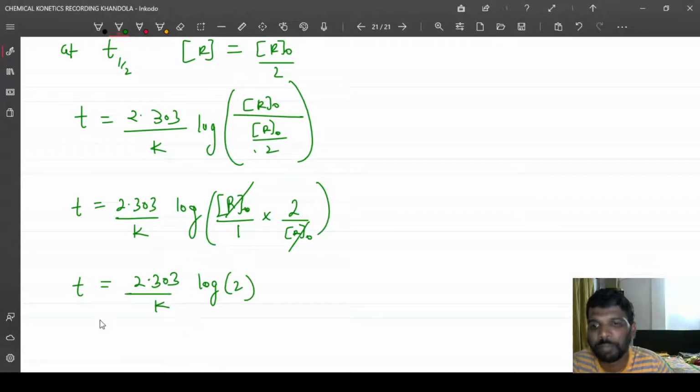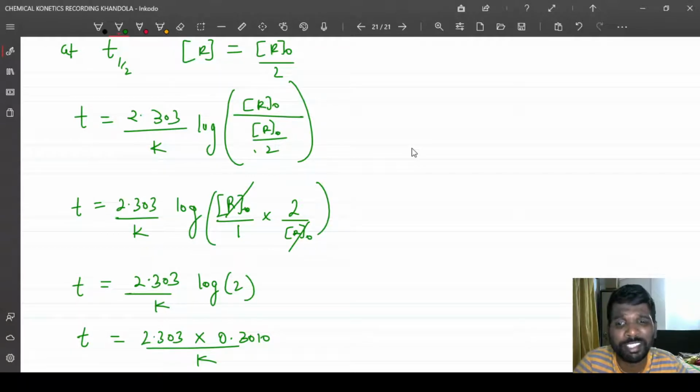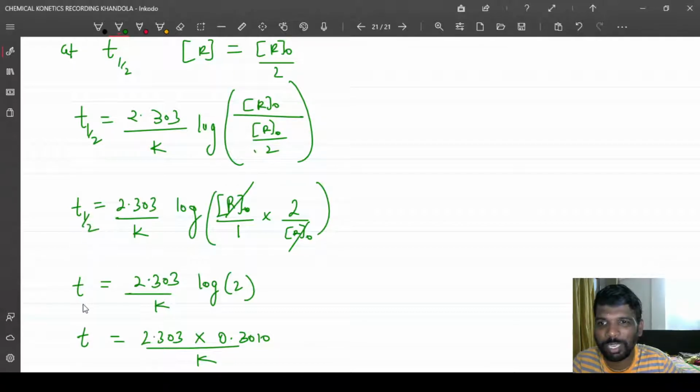So what is log of 2? Log of 2 is 0.3010. So 2.303 multiplied by 0.3010 divided by K. Since I am into chemistry, I am teaching this subject since so many years, I know the product of this 2.303 and 0.3010 comes to 0.693. You can check it.